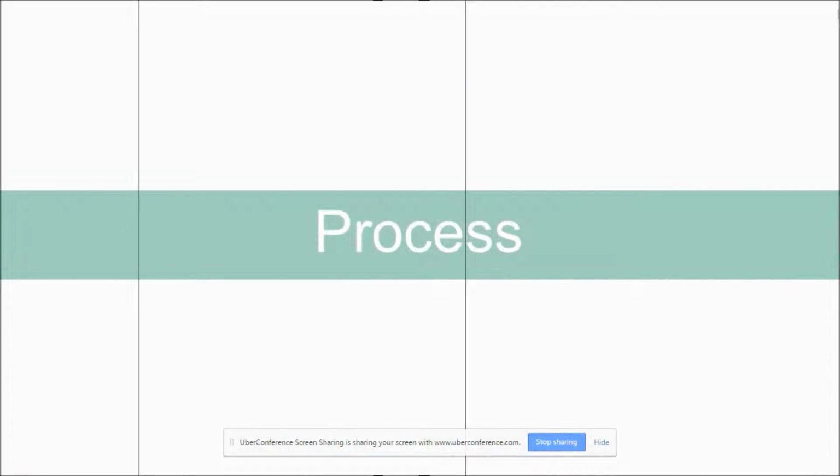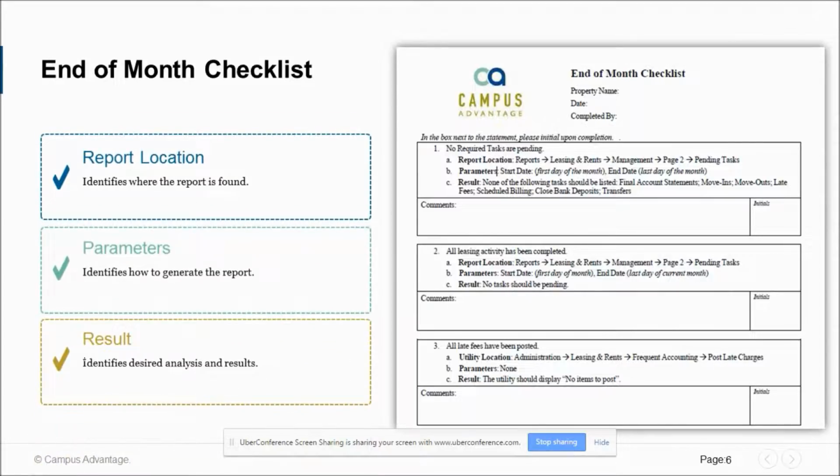As for the process of the end of month checklist, on the right hand side we have an example of a blank end of month checklist. The way this little guy works is each box has a task or a report to run or something to verify and confirm, and then the ABCs listed below it. So we've got box number 1, and that's a report. The ABCs each identify the report location, the parameters, how to pull that report, and then the result that you're either looking for or need to analyze, or if there are additional actions required, those will identify what those actions need to be. So that's the general setup of the way this checklist works.